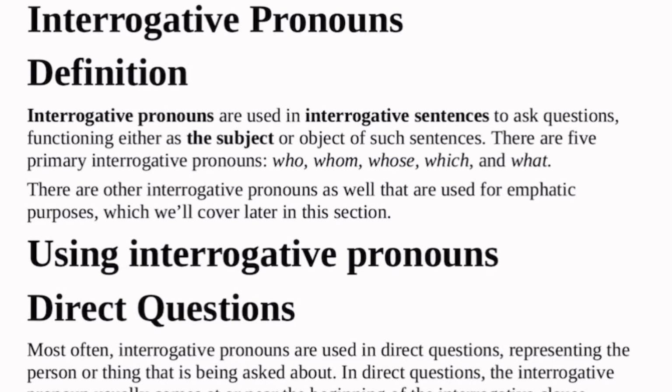The next type of pronoun we are going to explore is interrogative pronouns, from the word interrogate. Interrogative pronouns are used in interrogative sentences, and interrogative sentences are types of sentences we use to ask questions. So, interrogative pronouns in those sentences function either as object or subject. We have 5 primary interrogative pronouns, and they include who, whom, whose, which, and what.